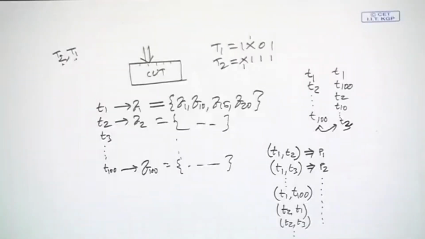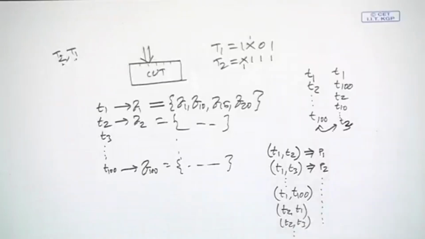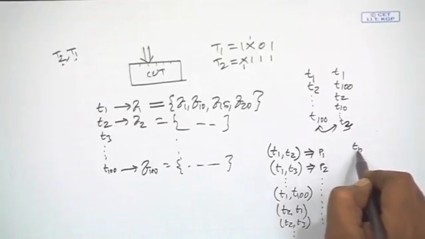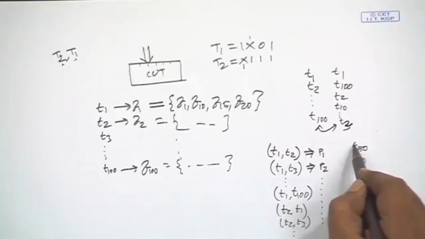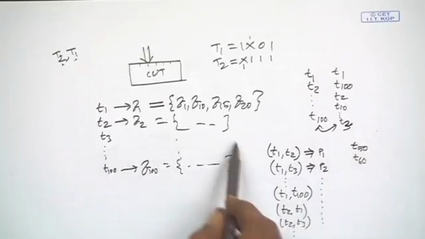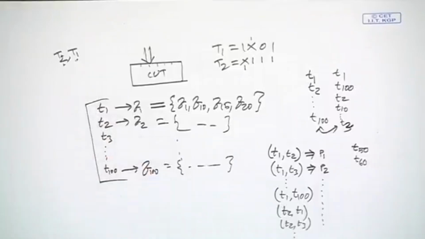Now, from this we can take whichever pair is consuming the minimum power. Suppose the pair T50 T60 takes the minimum power. So, we start the test pattern set with first T50 then T60. Now, once we have chosen the T50 T60 pair, we have got certain faults already detected from this table. We will know what are the faults that are covered by this T50 T60 pair. So, those faults I can drop from my consideration.